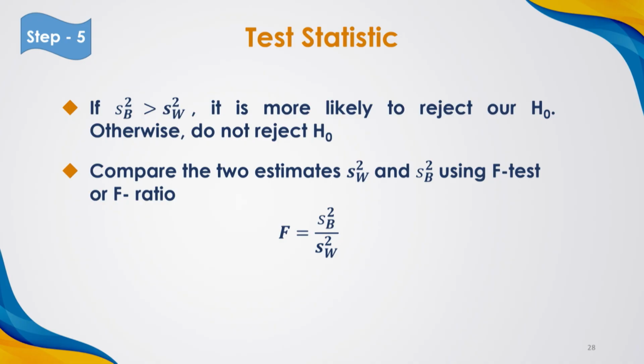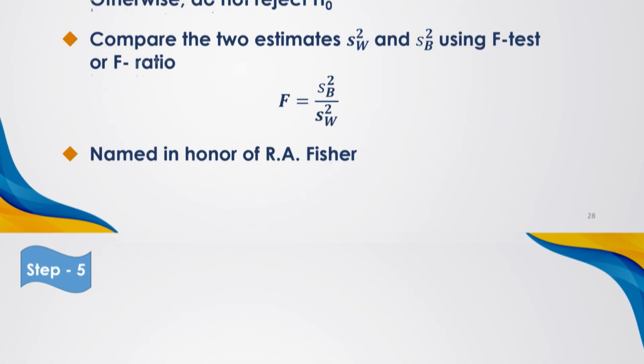So, to have an objective conclusion, R.A. Fisher gave this F ratio, which is the ratio of these two estimates, the between mean sum of squares and the within mean sum of squares. This is named in honor of Professor R.A. Fisher, that is why we have the letter F.